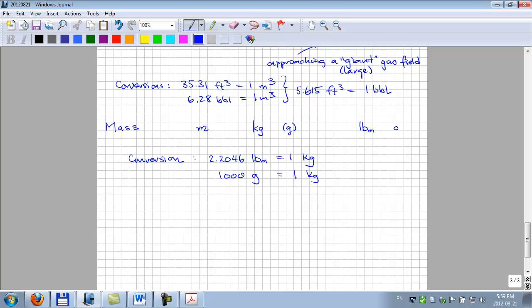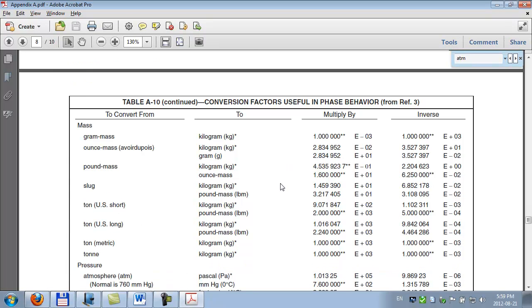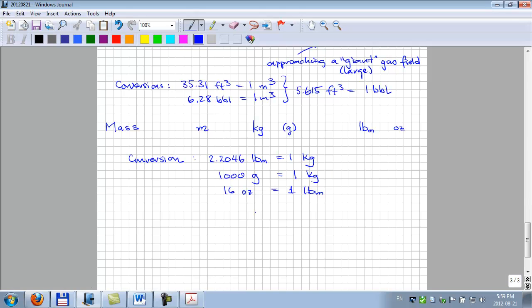There is something called an ounce, which I believe there are 16 ounces in a pound. Is that correct? I think so. But petroleum doesn't use ounces very much for anything. I think it's 16. Okay.